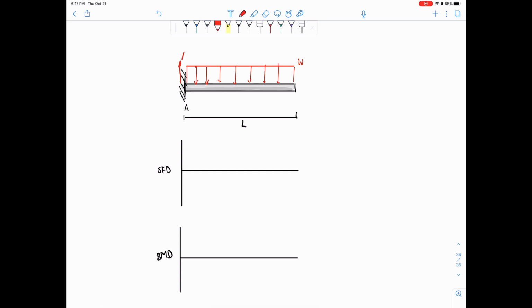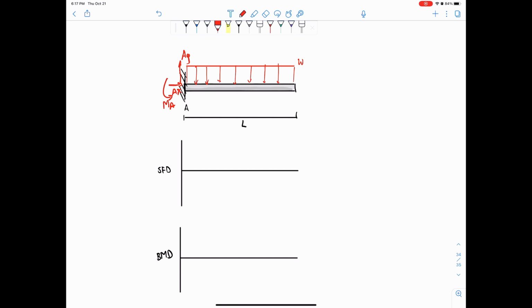So here we have AY, AX, and then moment around A, and we'll set that equal to counterclockwise. It can be clockwise if you want, but just follow the sign convention, it'll be easier.